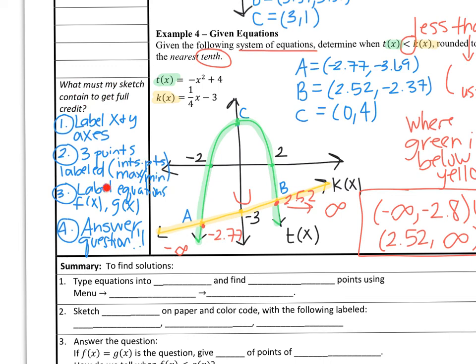Step 3, label your equations. This is very important. Label the end of each of the lines with the correct equation that matches the function. And then step 4, always go back up to the original question, answer it, and round correctly. Okay, so go ahead and fill in your summary after you've done that and do all of your practice.